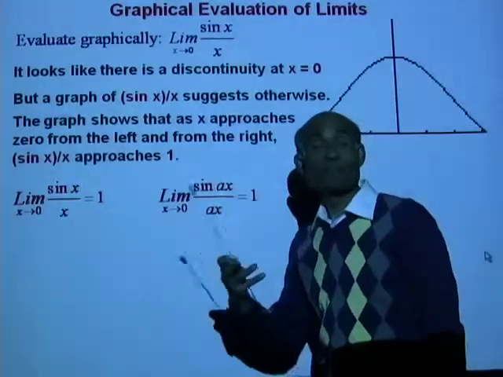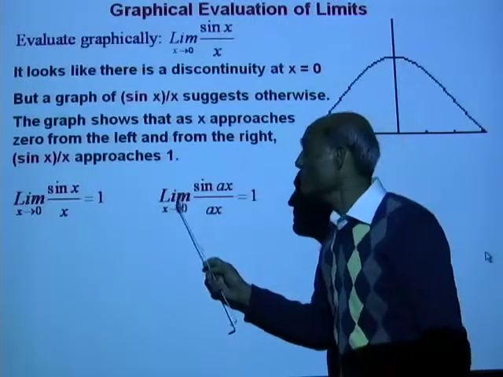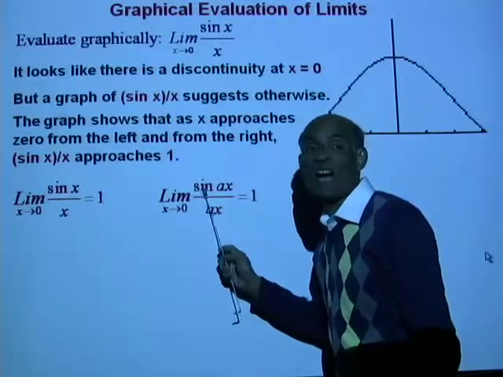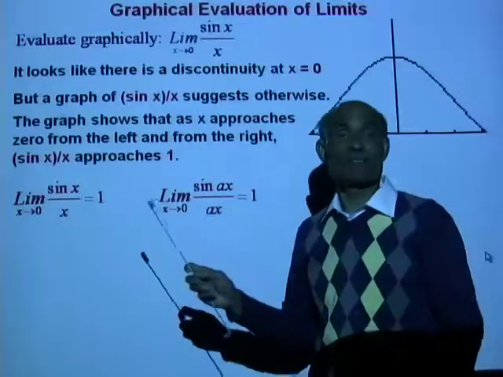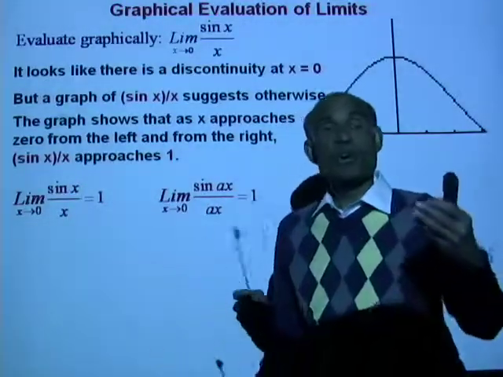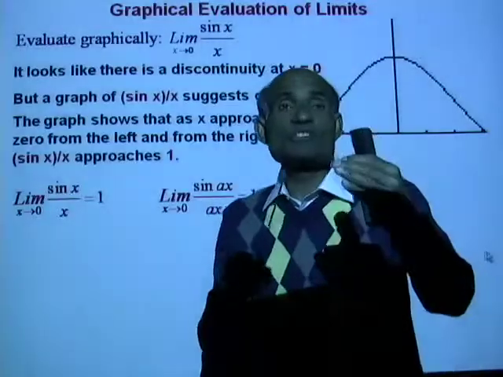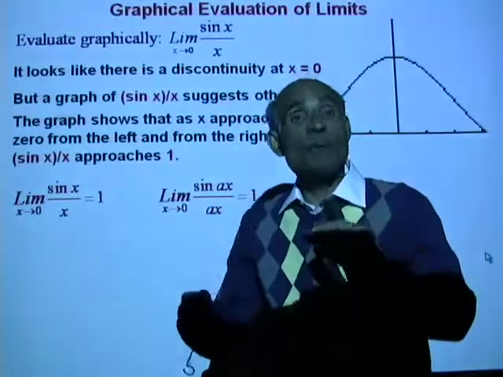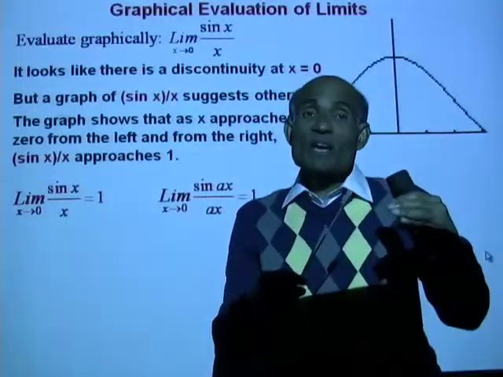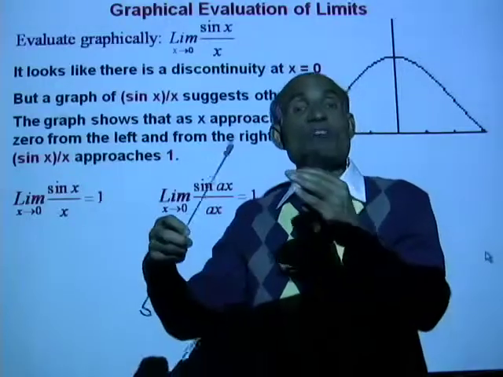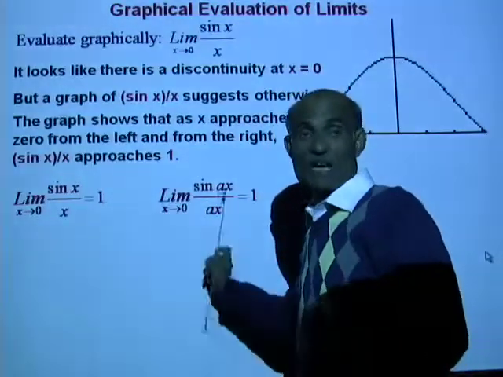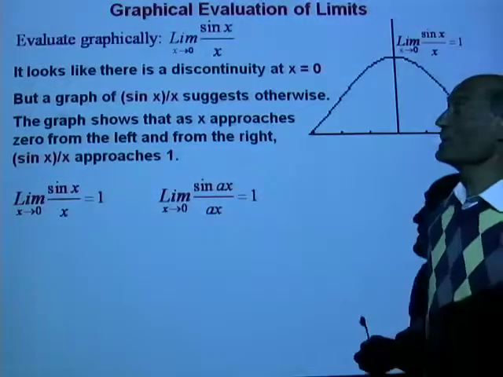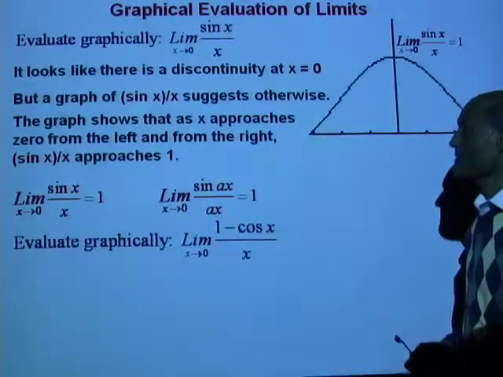Now this can be expanded to limit x approaches 0, sine ax over ax equal to 1. The same process: limit x approaches 0, sine of 5x over 5x will be 1. Limit x approaches 0, sine of 15x over 15x will be 1. Any of those forms will therefore be correct.